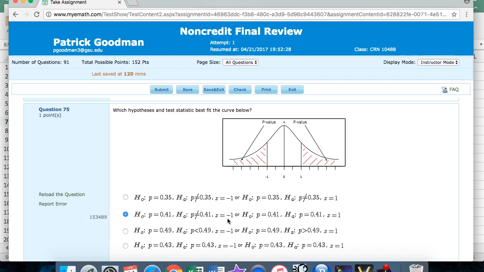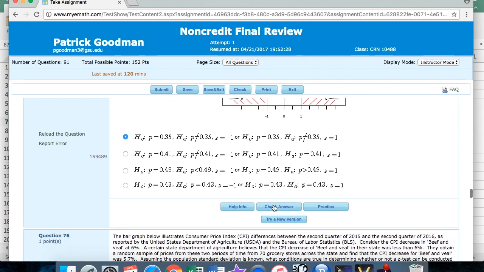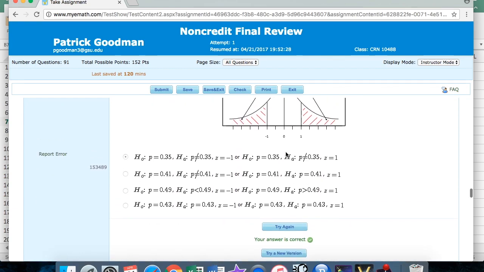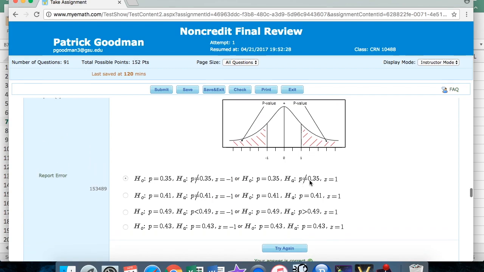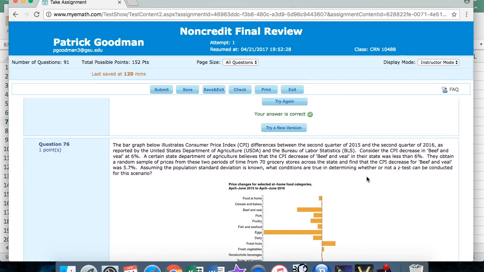So this one says z is negative 1, which is correct, but oh, look at this. The second Ha is incorrect. They say equals for 1. So this is definitely not the correct answer. It's this one. So be very careful when you're looking through those problems, because if it's a two-tailed test, your Ha needs to be p is not equal to 0.35. Right away, this one's wrong because this says that your null hypothesis is p is equal to 0.41, but this one says that your alternative hypothesis is equals to 0.41. So there's no difference between your null hypothesis and your alternative hypothesis. So this is definitely not a right answer. Okay. So there we go.